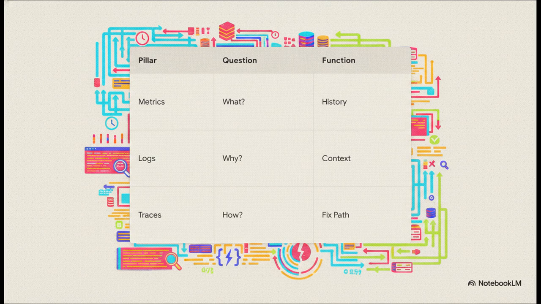A trace maps the exact, granular path a single request took. Did it leave the client, hit the load balancer, successfully reach the front end, but then stall out for 5 milliseconds trying to reach the database backend? Traces let you map that exact journey. So remember, metrics tell you what broke, logs tell you why it broke, and traces tell you how it traveled.